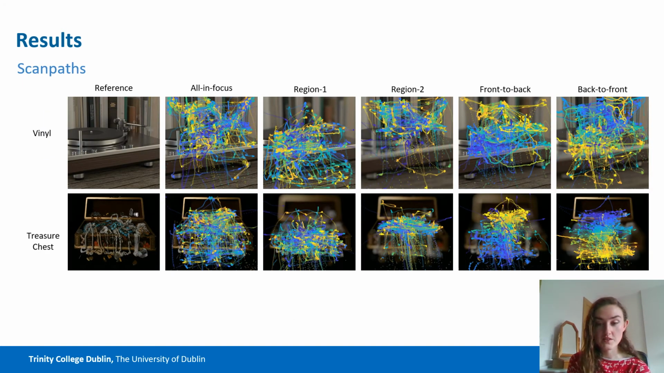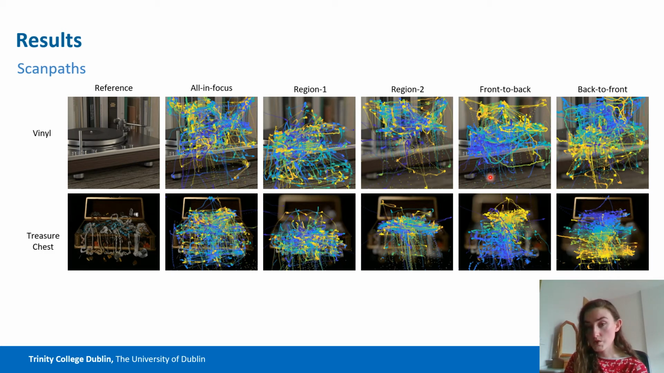So here are some examples of the scan paths of participants when they viewed each rendering. The scan paths show the path that the users took when they were viewing the scene. Areas in blue indicate the start of the scene, and areas in yellow indicate the end of the scene. If we look at the front and back to front renderings, we can see there are clusters of similar colors. So this shows that many of the users followed the same path when they were viewing the scene.